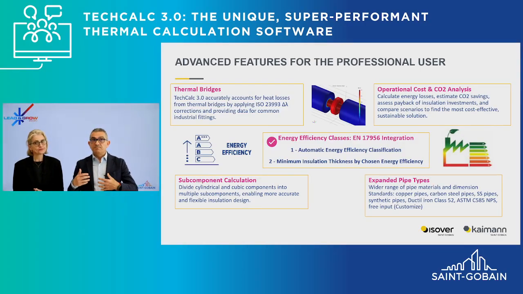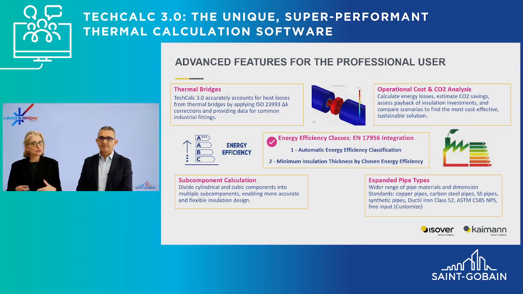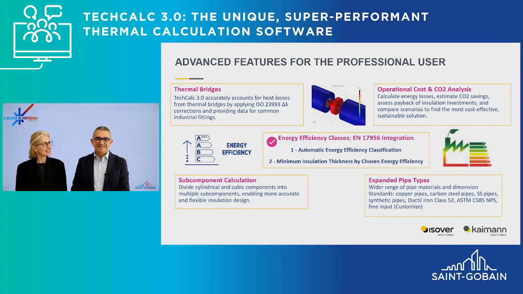Of course, we have included new expanded pipe types: copper pipes, carbon steel pipes, stainless steel, synthetic pipes, of course, with other types of standards. It's possible to customize this type of pipes. Thank you. And what about focusing on the economic cost calculation?